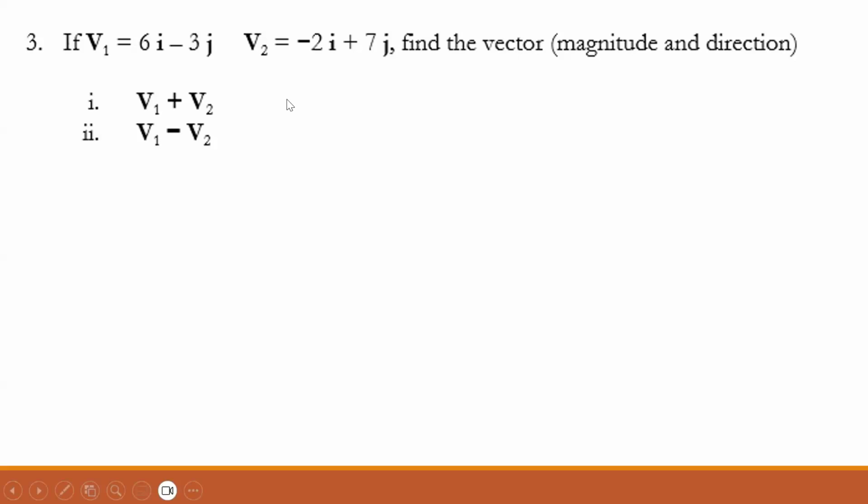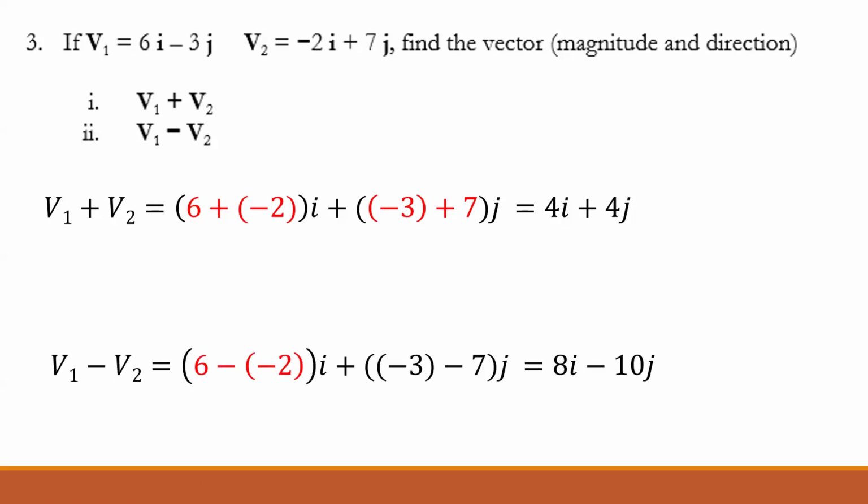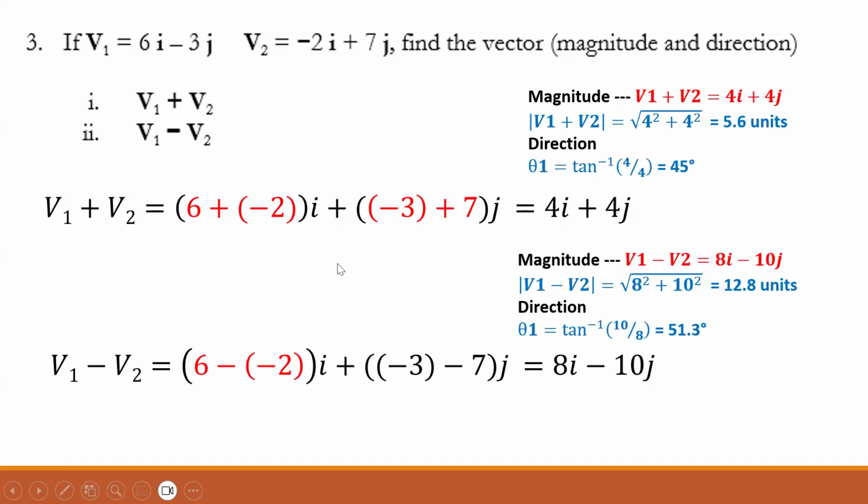So you need to pay attention to this negative sign. You have a negative x component in one of these now. So when you add them, I got 4i plus 4j. When I subtract, I got 8i minus 10j. Do you get the same? Yes. Again, we can do the same steps to find the angle and the magnitude.